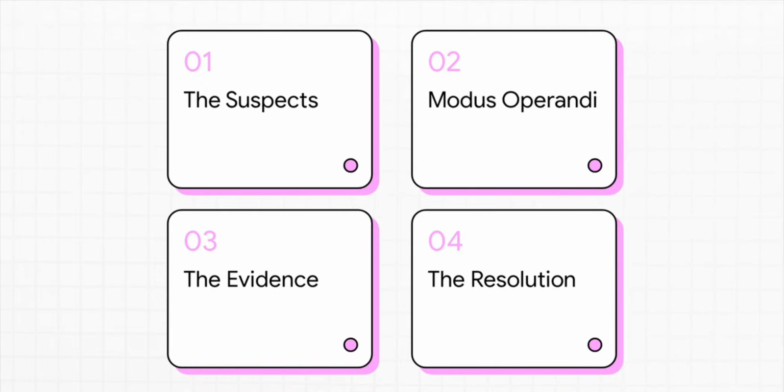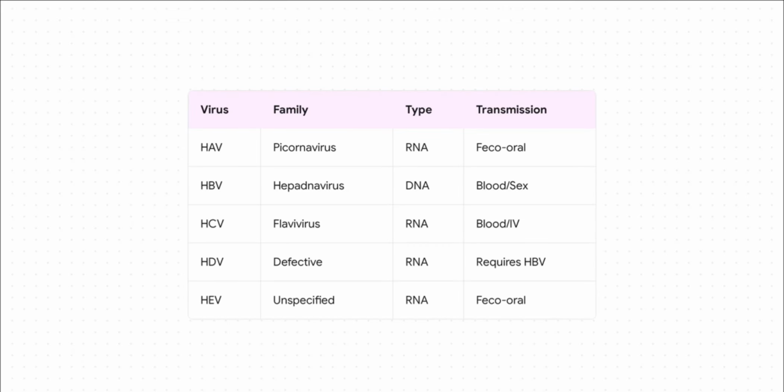Okay, let's dive right into this. Here is our agenda for the investigation. 1. The suspects. 2. Modus operandi. 3. The evidence. And 4. The resolution. Let's pull up the profiles on our 5 main suspects and look for the patterns and the outliers.